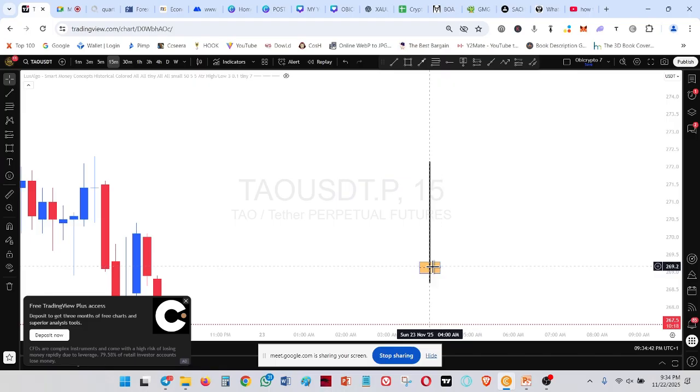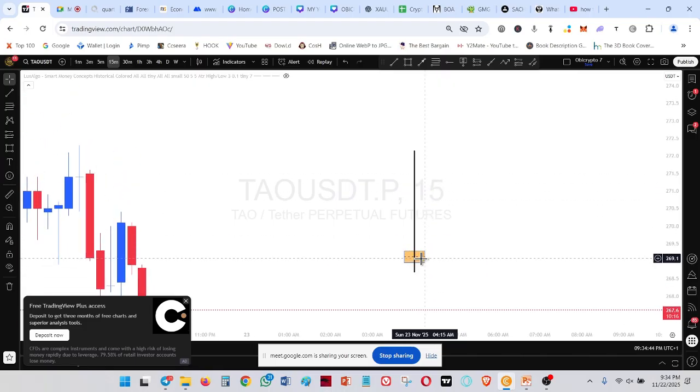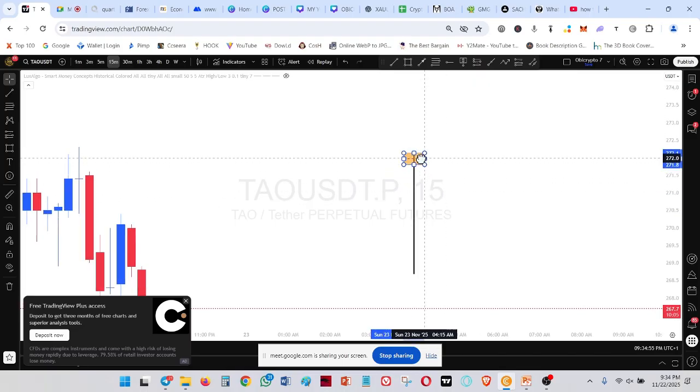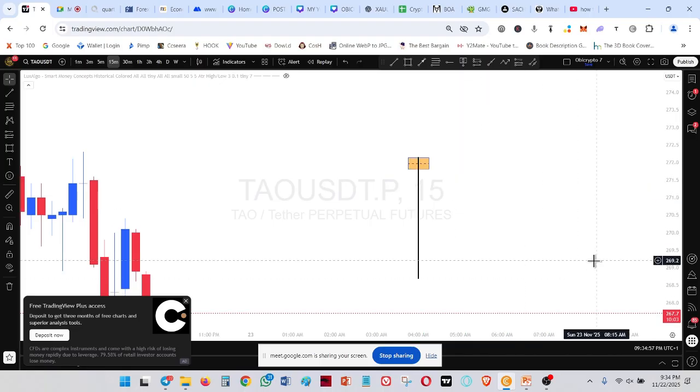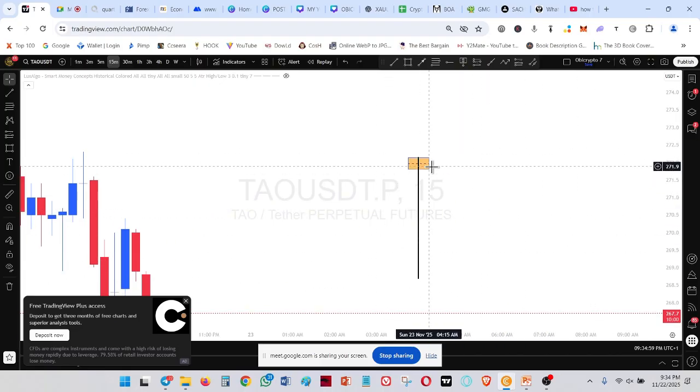Sometimes you can have it form also like this. Sorry, you can have the body at the top like this. Sometimes you can even have it extremely close, in fact just no wick at all at the top. You have it like this. So it is all a candle.